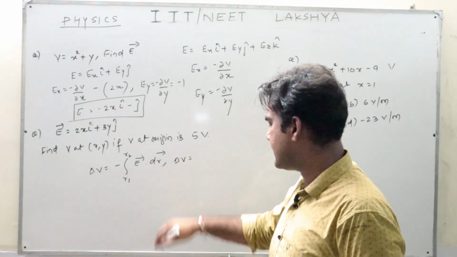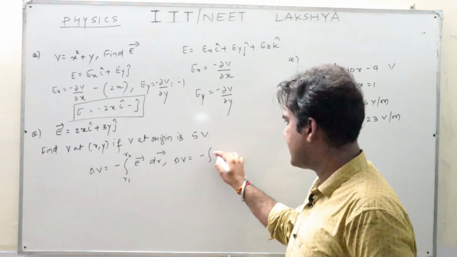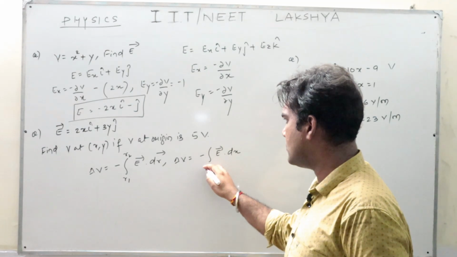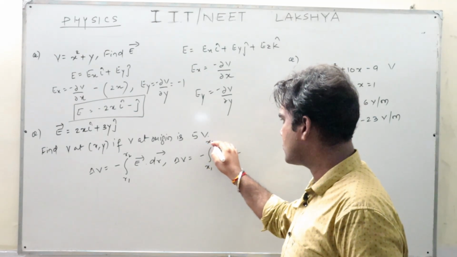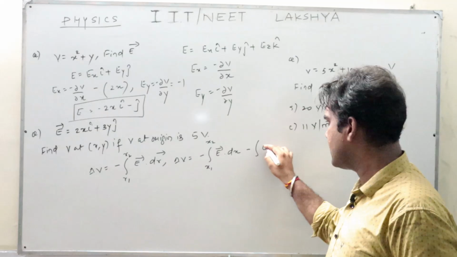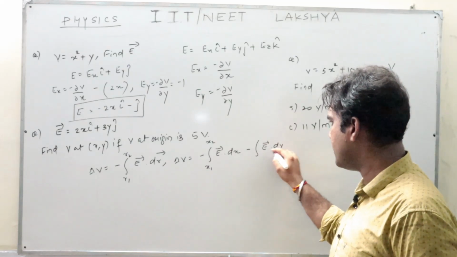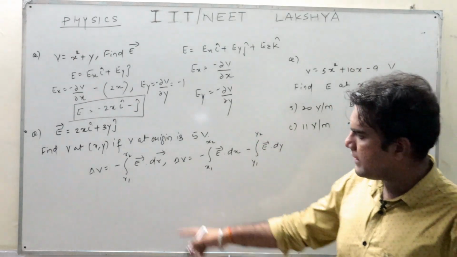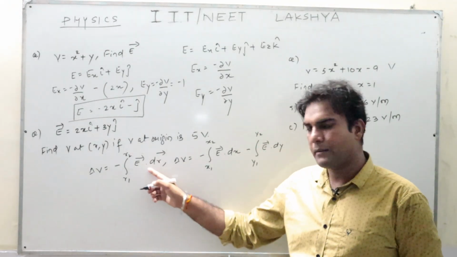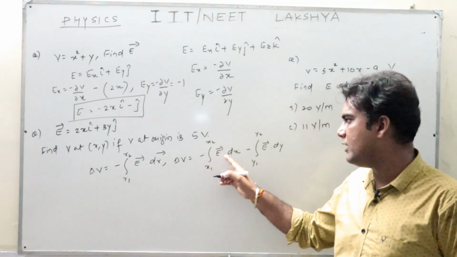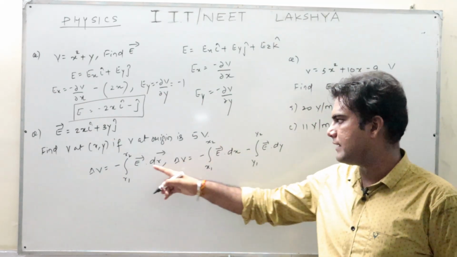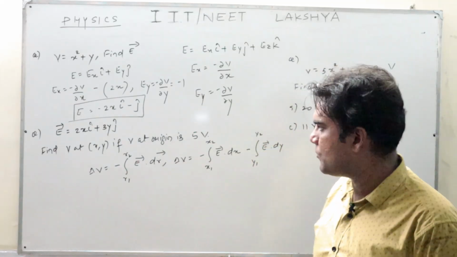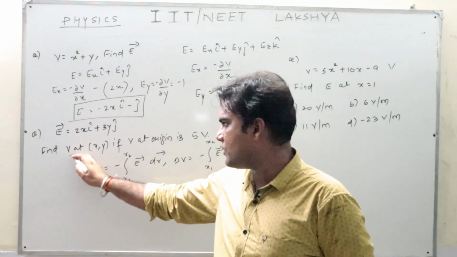Delta V is equal to minus integral E dot dx, this will be from x1 to x2, minus integral E dot dy, that will be from y1 to y2, and similarly z1 to z2. See, observe here, this is your E dot dr. Now this I am separating as x and y, so that's why I am writing E dot dx, with limits of x, and then E dot dy, with limits of y. So delta V means what? V2 minus V1. So here they are asking to find the potential at x comma y.